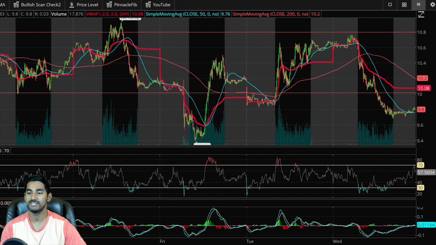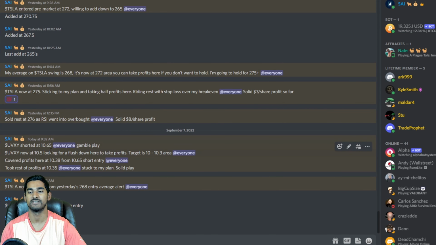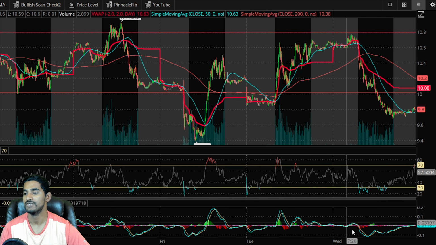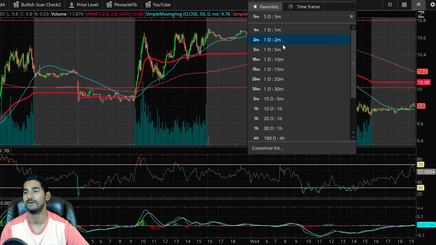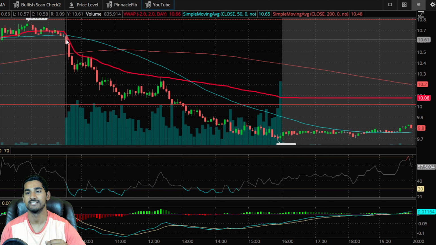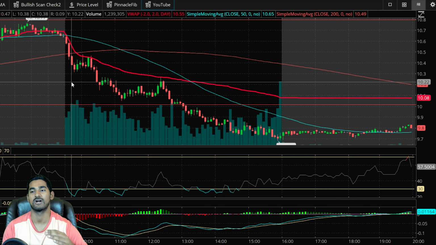When I shorted this one at 10.65, you can see right here I alerted it as a gamble play. That was because I was a little iffy on the trade, so I didn't want to go too big. A gamble play means don't go too large. It's like a lottery ticket, a lottery play. But when I saw this confirming, that's where I added more to the position, and that's where I knew this was going to make a big drop in the day.